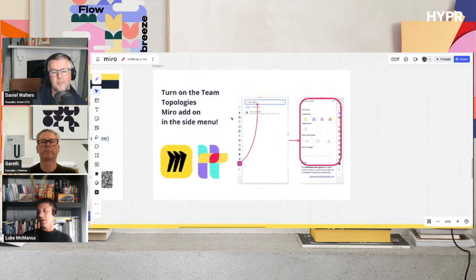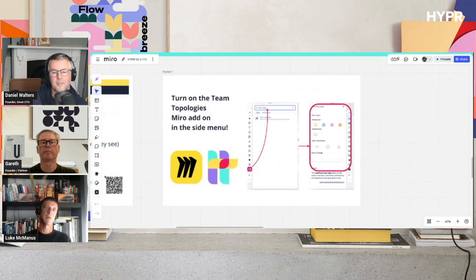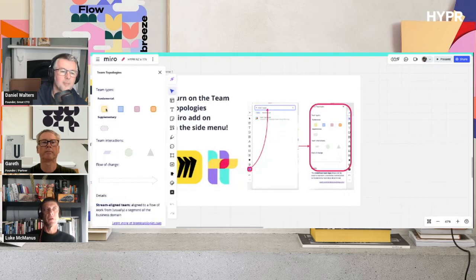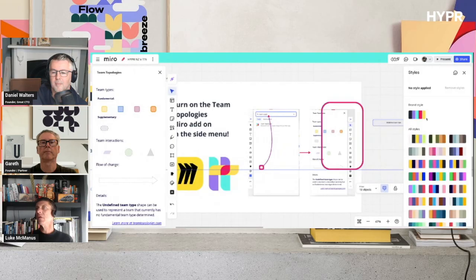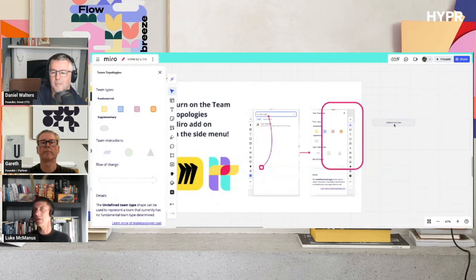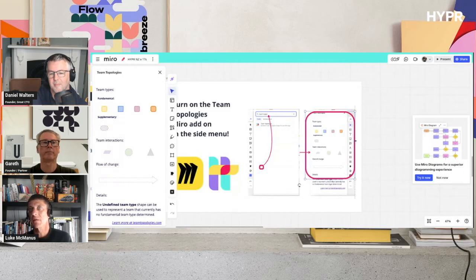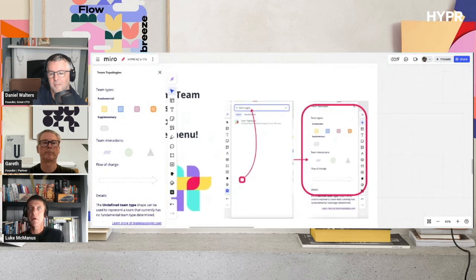Given that we're sitting in Miro, I thought I'd show everyone, in case they don't know, that there is in fact a Team Topologies shapes palette inside the menu. So you can basically just pull them up and pull them straight out of here and start modeling with them. Basically, this is the best way to do team interaction modeling across different teams, across different locations in Miro. Use the shapes in the menu.